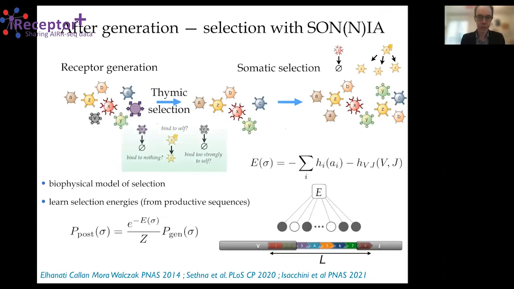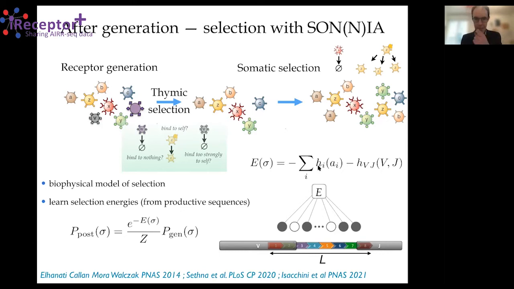And what we did is that we learned again a statistical model, but we didn't start from scratch. As a starting point, we started from the generation model that we had before, the one purely from recombination that we learned from non-productive sequences. And now we're going to say that the probability of seeing a productive sequence in the blood, in the periphery, is just going to be modulated by this selection factor, which we call a selection energy here, E. And this selection energy will just be an additive function of the amino acid composition of the CDR3, as well as of the V and J usage, right?